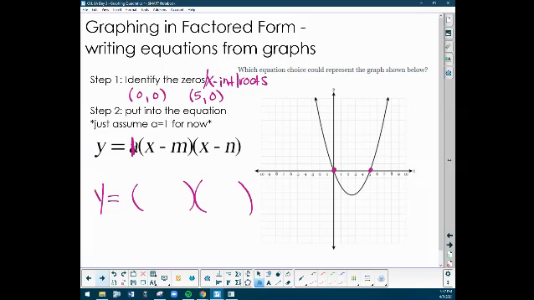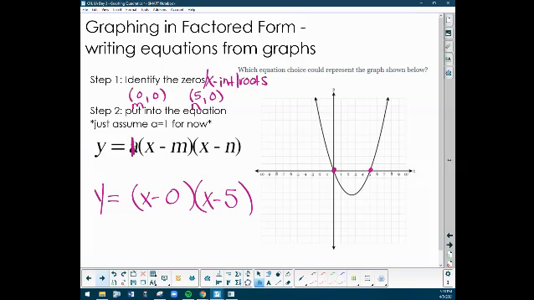Okay, so I've got 2 points. I know I'm going to have 2 parentheses. Let's just say this first point is M, and I've got an N. Okay, I'm just going to take those and put them into the equation. So the equation is x minus M. Well, my M is 0, so x minus 0. Then the other half of the equation is x minus N, which is 5.